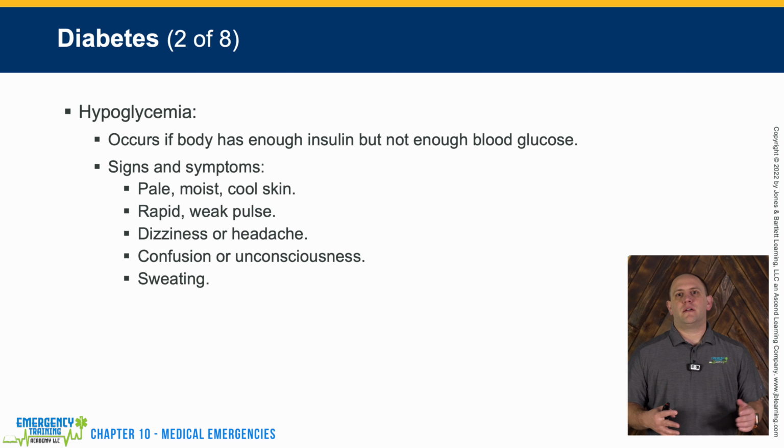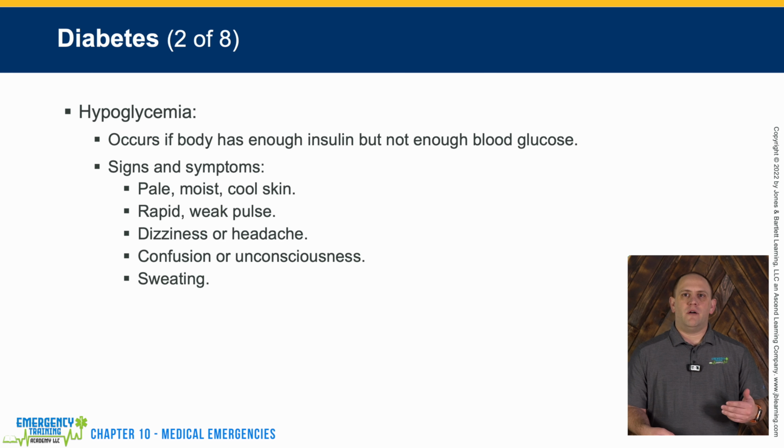With our diabetics, there's a couple of different things that we need to pay attention to. The first one that we're going to look at is hypoglycemia. And if you remember, hypo means low or below. So this is when the body has enough insulin in circulation, but not enough blood glucose to actually send into the cells.